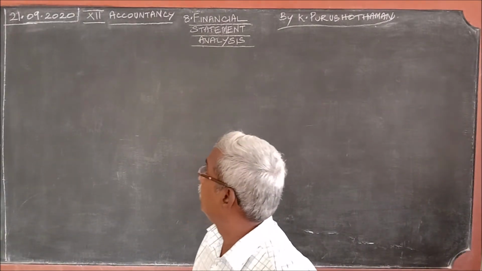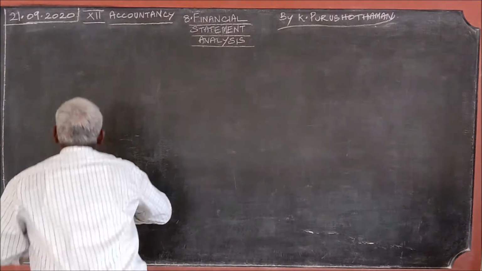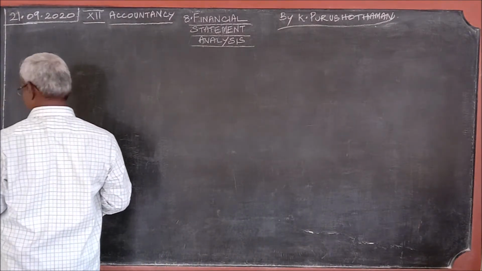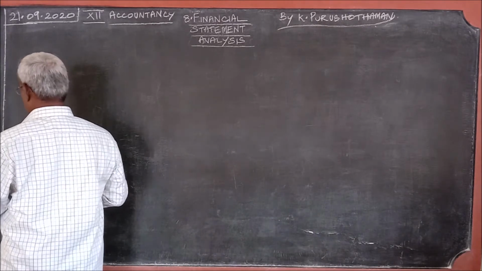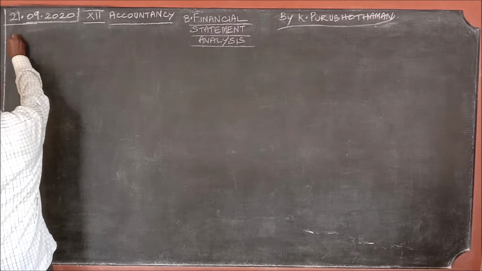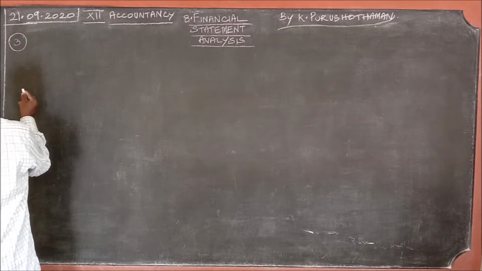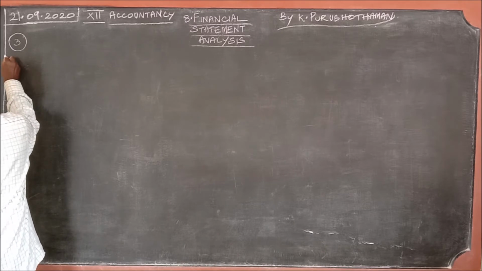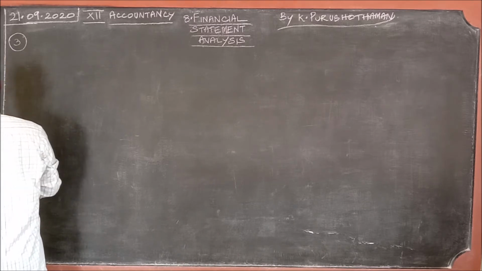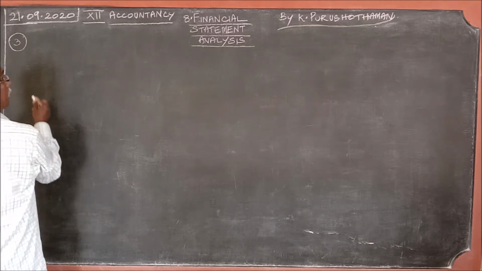Now we shall pass on to the problem number 3 from the exercise. Learn thoroughly this chapter. From this chapter, if the problems are asked, you can score so easily. This is problem number 3 from the exercise. As usual, particulars, and this is comparative income statement of Daniel Limited.